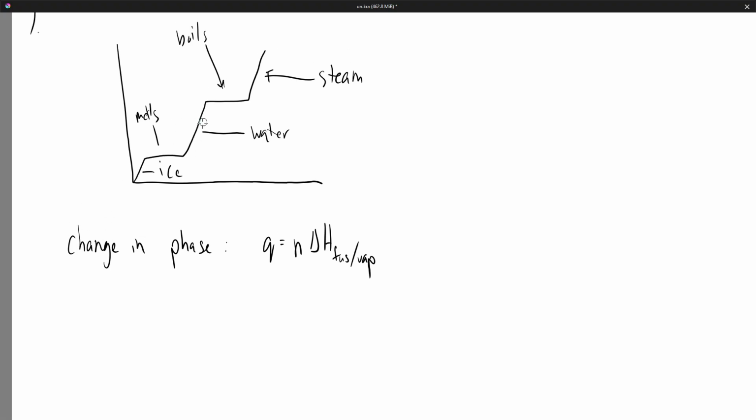So here in these slope lines, this is just heating up a solid, liquid, or gas. So heating up is your standard Q equals n C delta T, like that. It's usually m C delta T, but here we're working with moles instead.